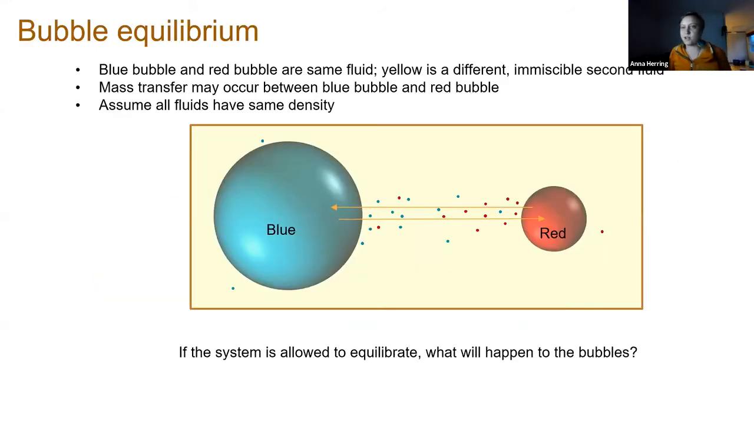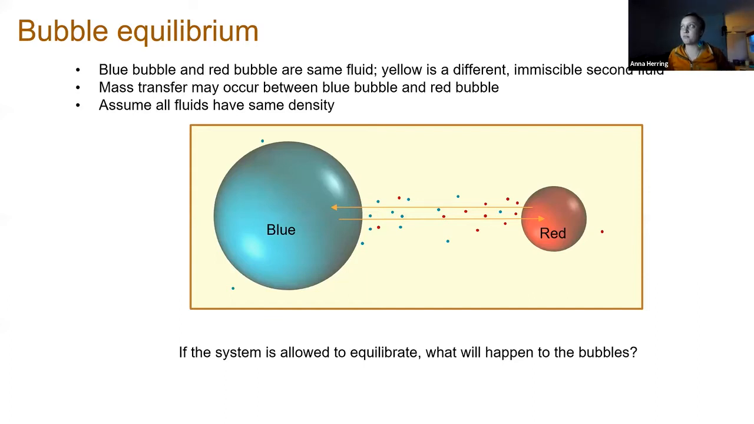Okay, so here's where we have our poll question. I want to just see if people understand this. We have a blue bubble, which is quite large, and a red bubble, which is quite small. These are intended to be the same fluid. I've just color labeled them to separate them. And they are floating within a second, different, immiscible fluid. But we will allow for mass transfer between the blue bubble and the red bubble. So I want to ask you the question: if the system is allowed to equilibrate, if mass transfer is allowed to happen, what will happen to the bubbles?